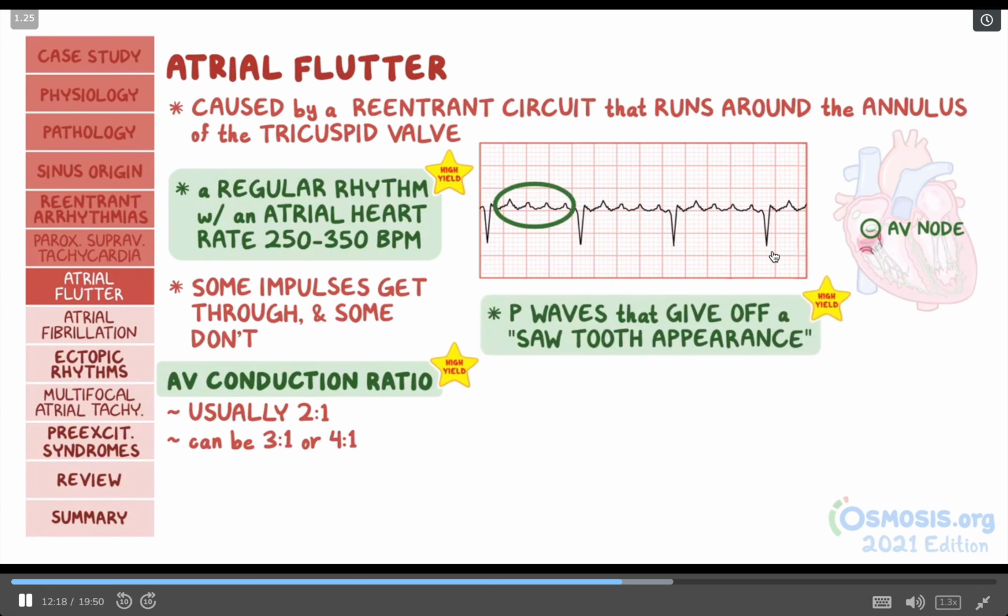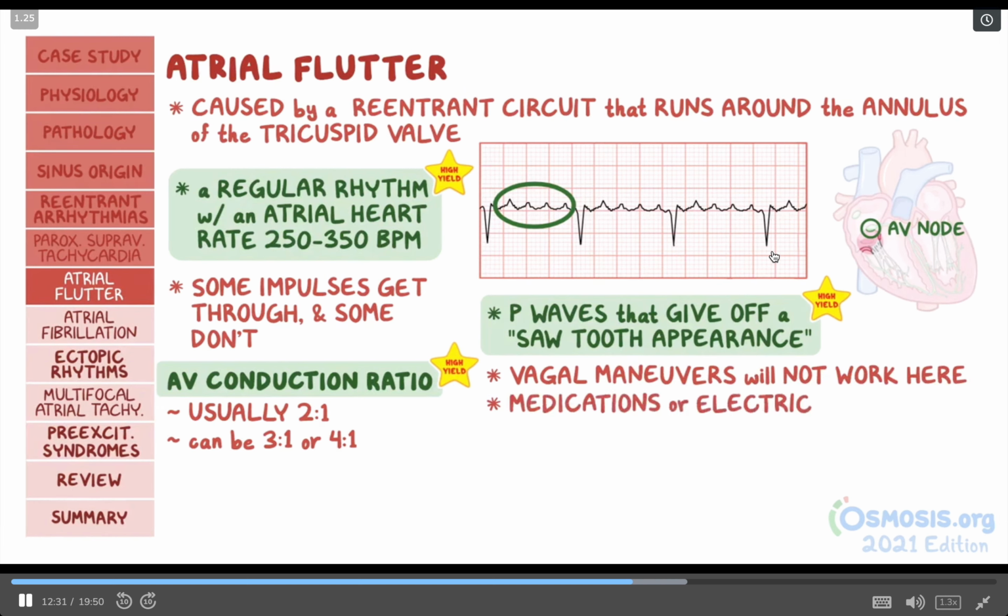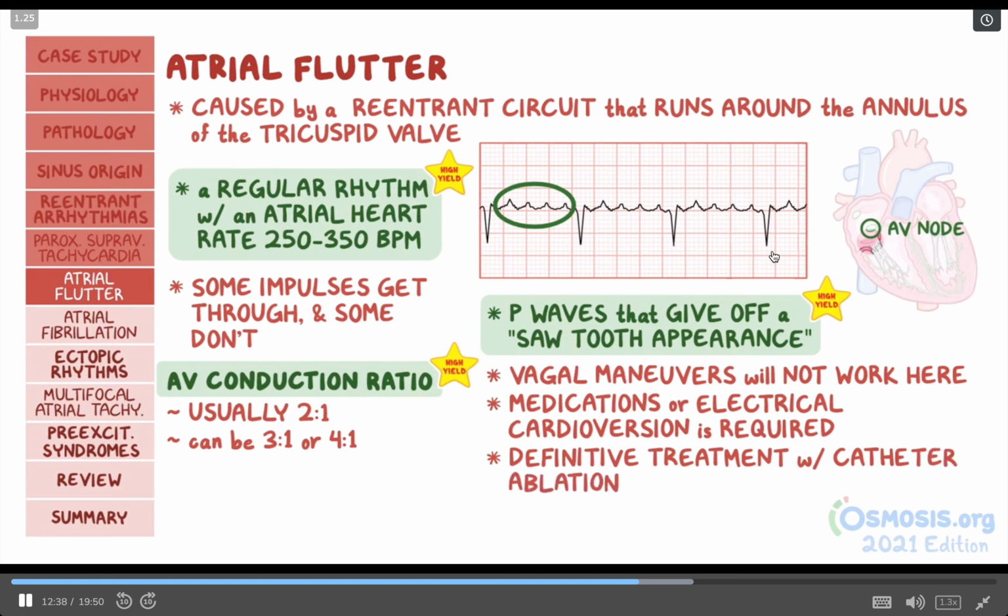Now, because the reentrant circuit is not within the AV node like in PSVT, vagal maneuvers will not work here, simply because the vagus nerve isn't innervating where the arrhythmia started. Instead, medications or electrical cardioversion is required to keep atrial flutter under control, while definitive treatment can be done with catheter ablation.